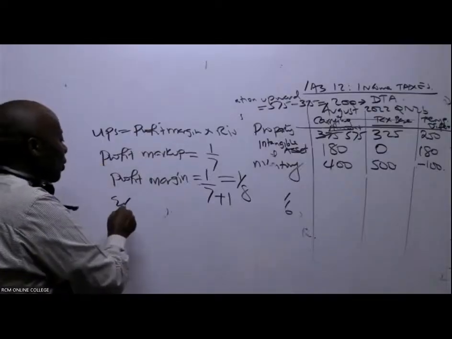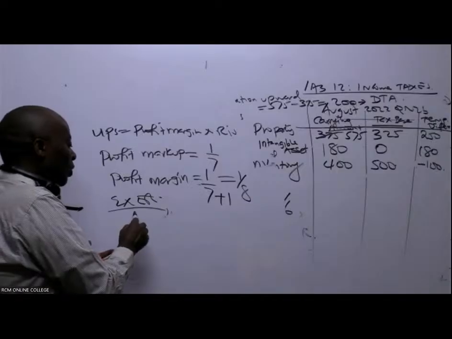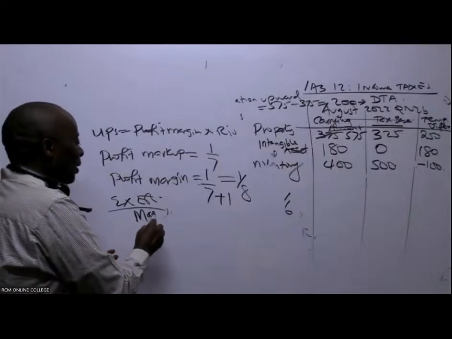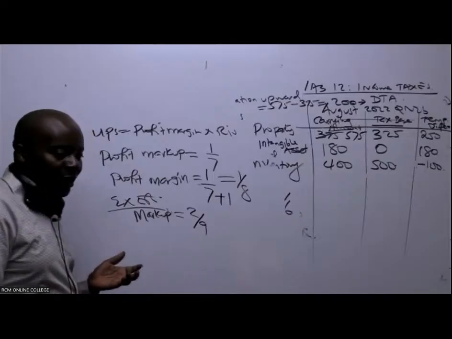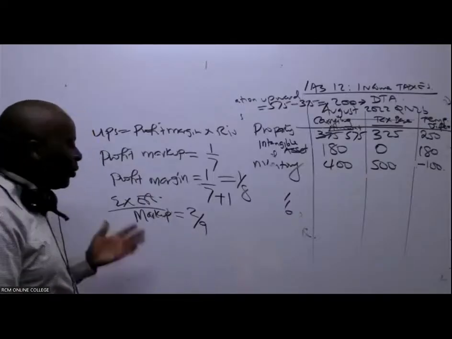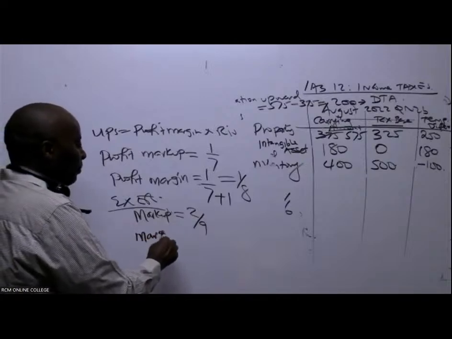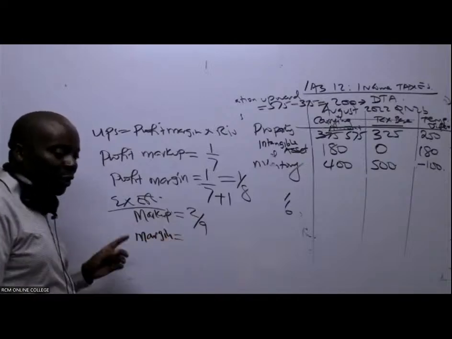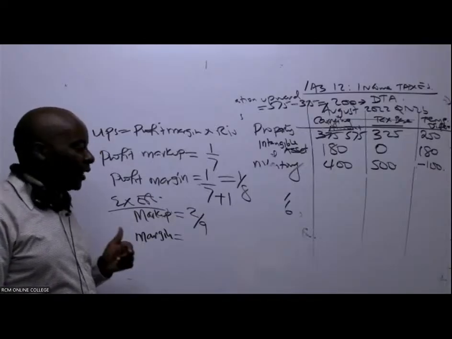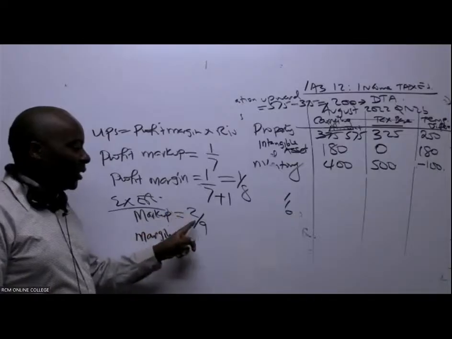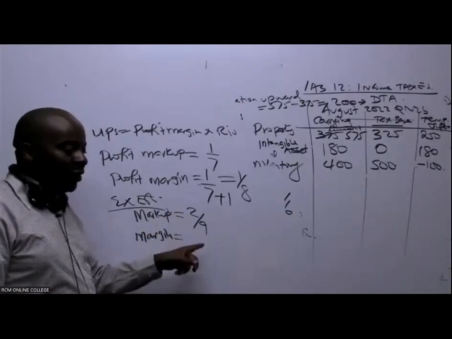So if, for example, they gave us another small exercise here, they told us that markup is 2/9. Can somebody go ahead and give me the margin? If they gave me markup as 2/9, margin will be 2/11. It can't be 2/10 because you see it's A, B. Down here we have A plus B.